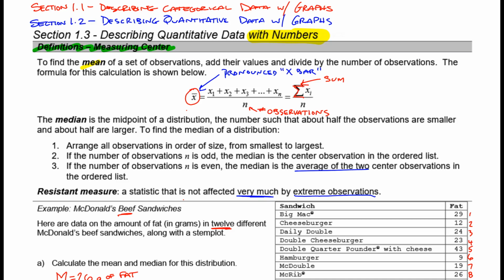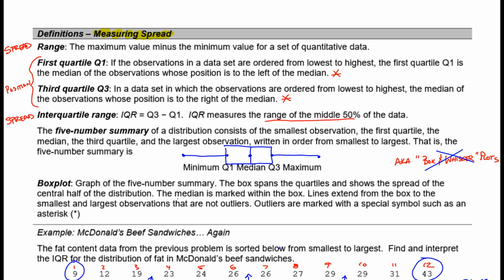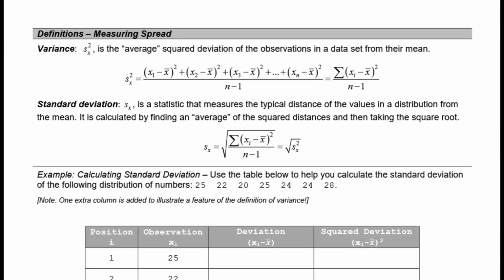Folks, we're done with pages 1 and 2 of the section 1.3 notes, so let's move on to page 3. We are going to talk about measures of spread again. We are going to introduce two new measures of spread today. They are called variance and standard deviation. Let's first look at variance.